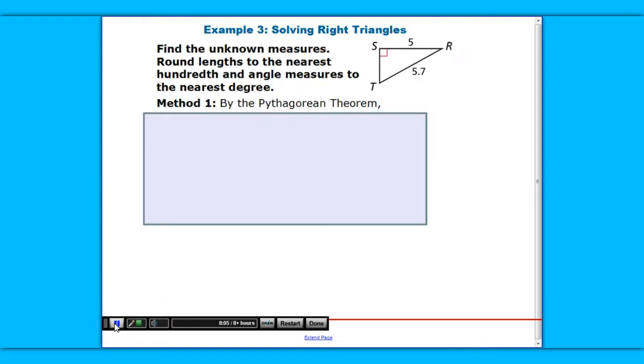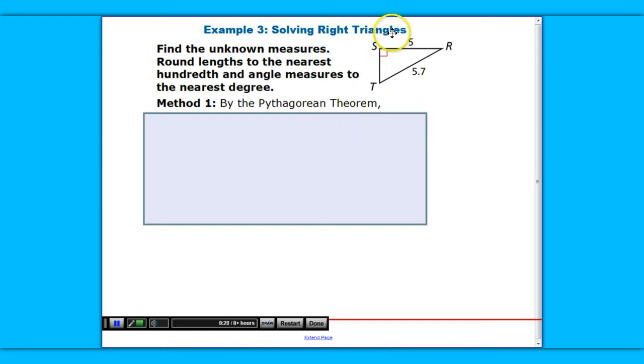So we are asked here to find the unknown measures, round the lengths to the nearest hundredth, and angle measures to the nearest degree. Find the unknown measures. So we are looking for all unknown measures: side length ST, and the two unknown angles, angle T and angle R. Okay, we're going to find all of them.